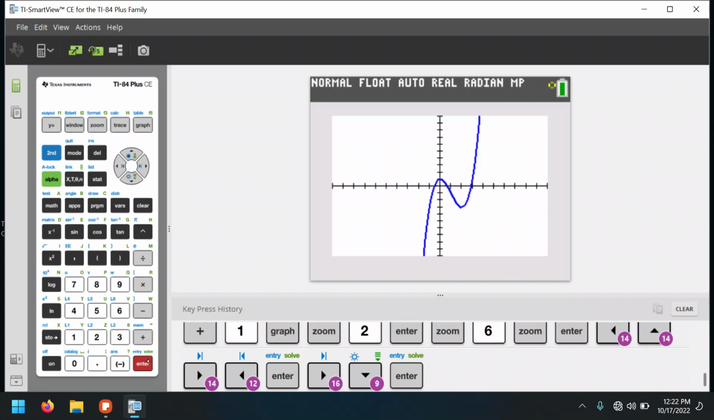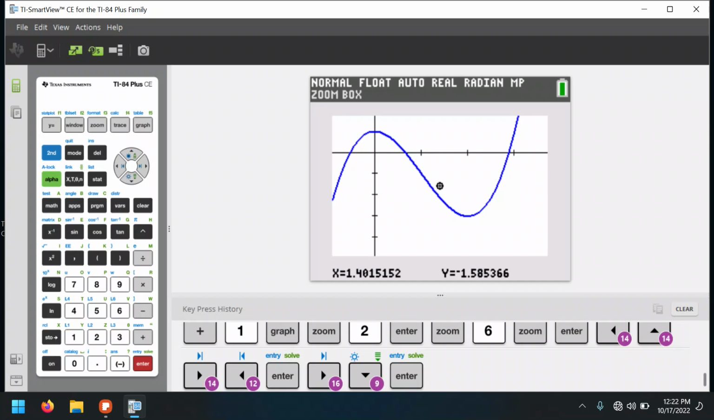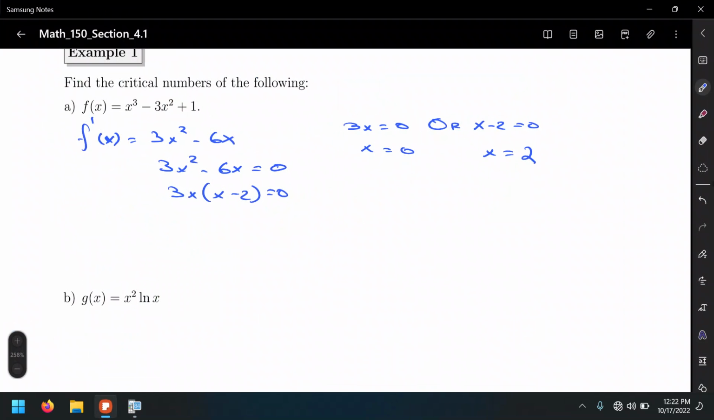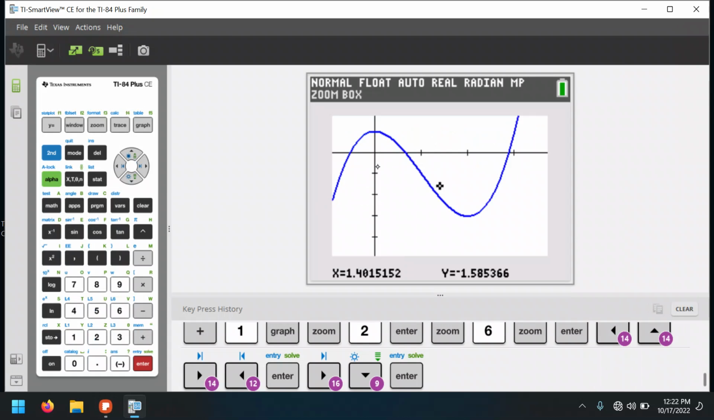Okay, this will cover that. Alright, so we got as critical numbers x equals 0 and x equals 2. That means those are the values of x for which we will potentially have either a maximum or minimum. Let's verify that. So what do we have for x equals 0? It's a maximum. What do we have for x equals 2? It's a minimum.